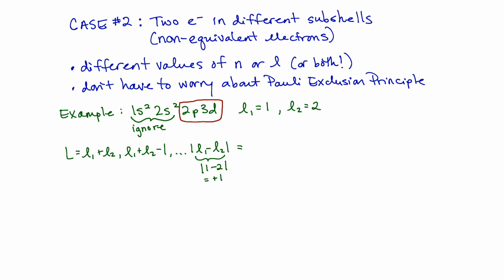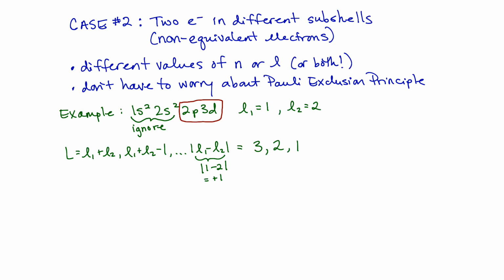Okay, so l1 plus l2 is going to give us a value of 3. l1 plus l2 minus 1, so we get 1 plus 2 minus 1, gives us a value of 2. l1 plus l2 minus 2 gives us a value of 1. Okay, and then we have hit our endpoint. Okay, so we can't keep going in our series because we've reached our terminating value of plus 1. All right, so then the options for big L in this case are going to be 3, 2, and 1. Okay, we can't go down to 0. Once again, remember we terminate here at plus 1.